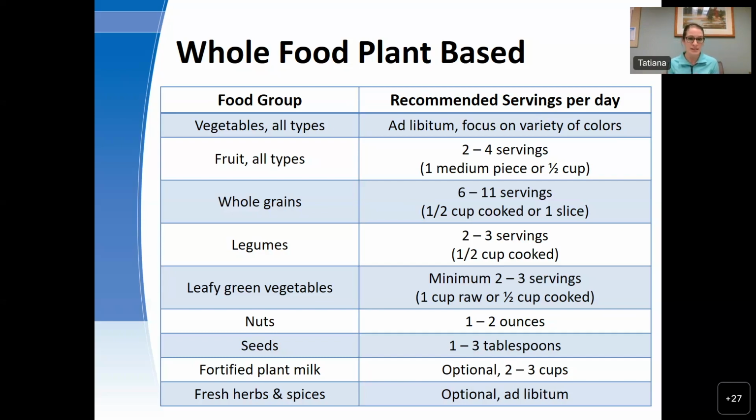But again, you're going to see fruits, vegetables, whole grains, beans, nuts, seeds, fortified plant milk, or just making your own plant milk at home. And then you can use as many herbs and spices as you want to really give your food a lot of flavor and make it tasty.